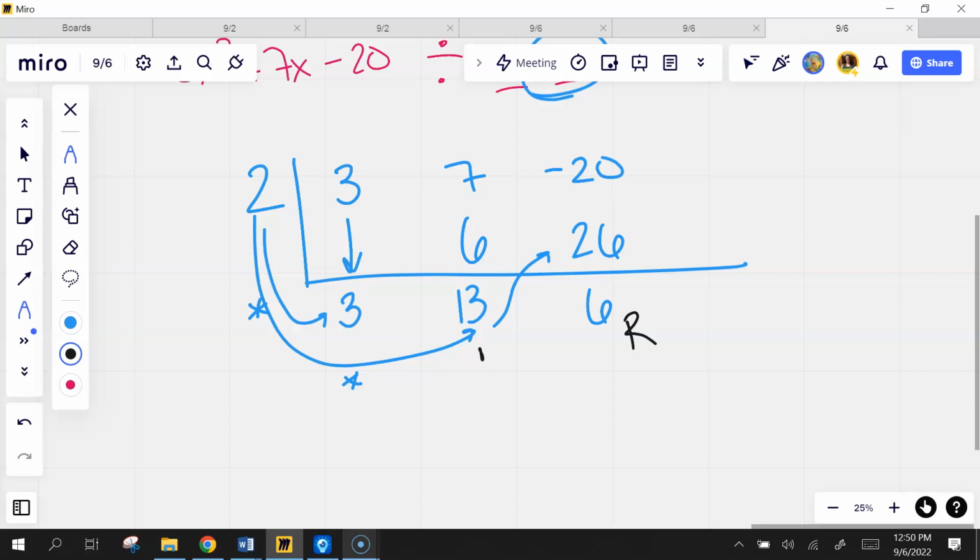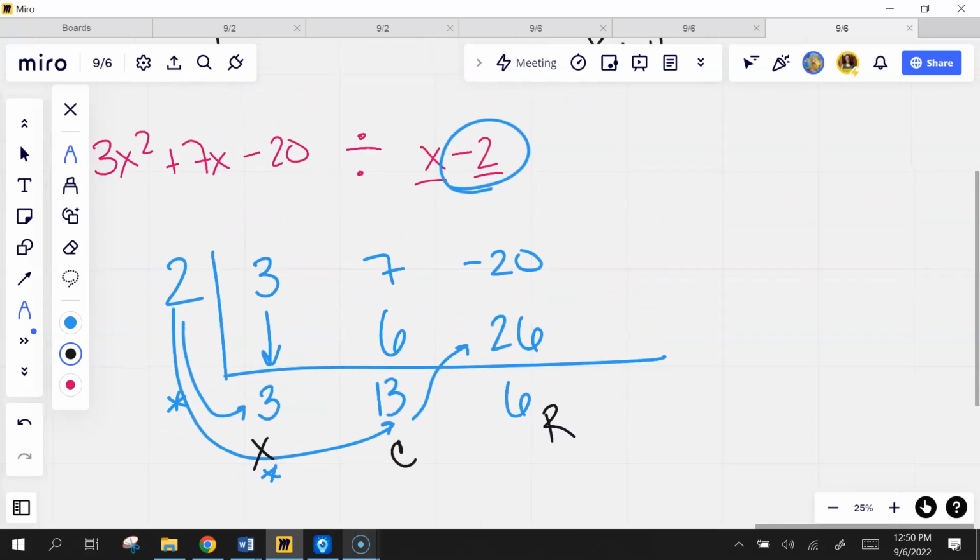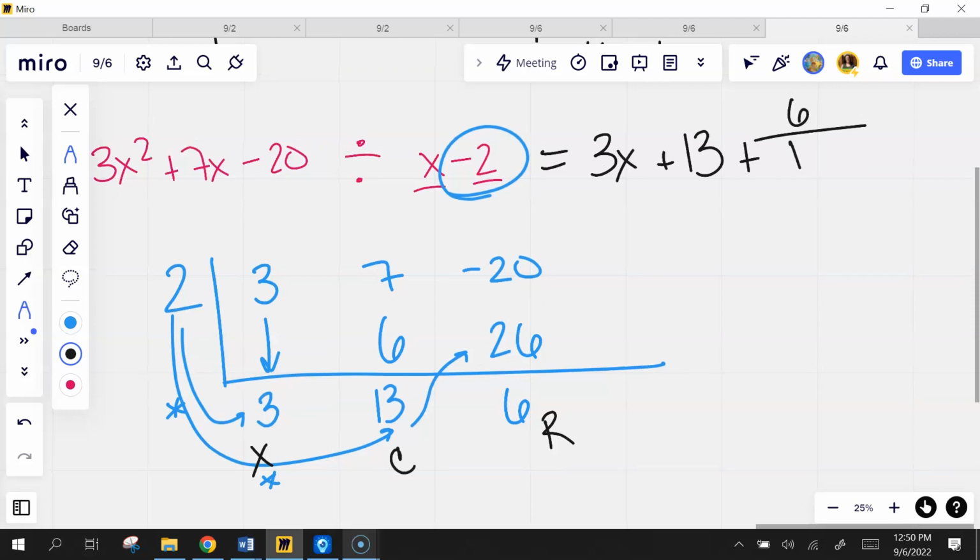Oh, this is the R. This is the remainder column. You always start the far right. Remainder, constant, x. If I had another column, x squared, another one cubed, right? So if I divide these, I get 3x plus 13 plus 6 is my remainder, and I put it over what I divided by.